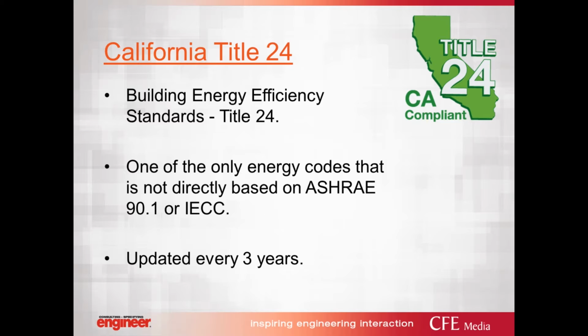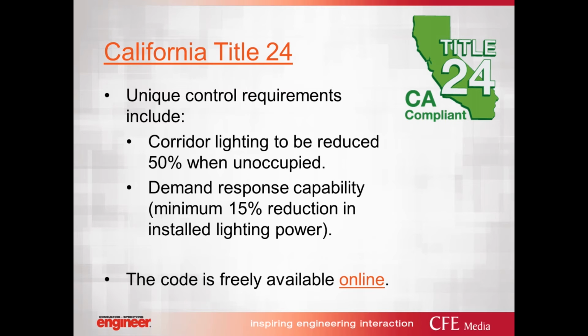Okay, next we'll talk about California Title 24. California has their own energy codes for lighting, and it's called Title 24. It's one of the only energy codes that's not directly based on ASHRAE 90.1 or the IECC, and that's updated every 3 years. Some things that are unique to Title 24: corridor lighting is to be reduced 50% when unoccupied. And also, they have a demand response capability, a minimum 15% reduction in installed lighting power.